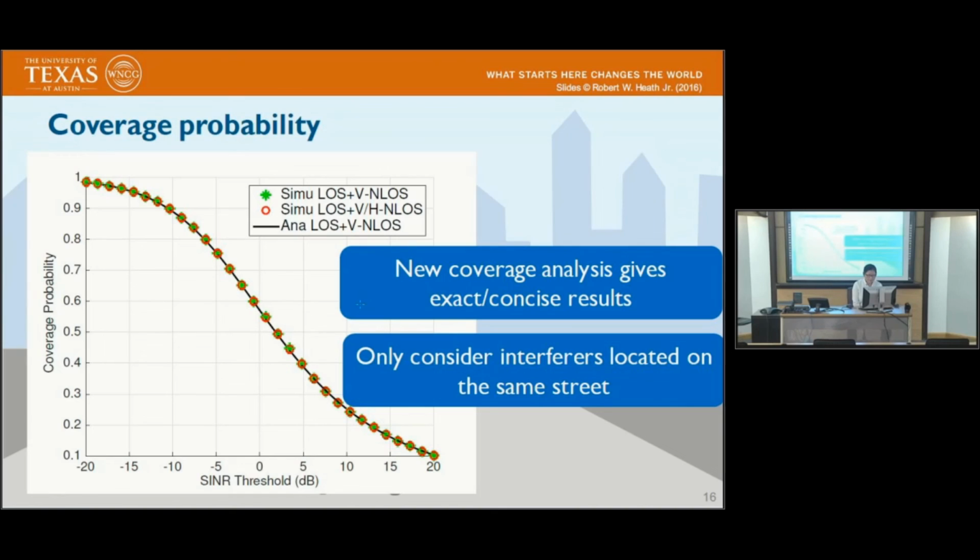And then for the coverage probability, we compare the coverage probability with simulation results, both considering the line of sight, vertical street non-line of sight base stations, and considering all of the interference. We show that this new coverage analysis framework gives very exact and also very concise results. We also show that the line of sight interference is almost negligible in this network. And for the later analysis, we only need to consider the interference located on the same street as the receiver.